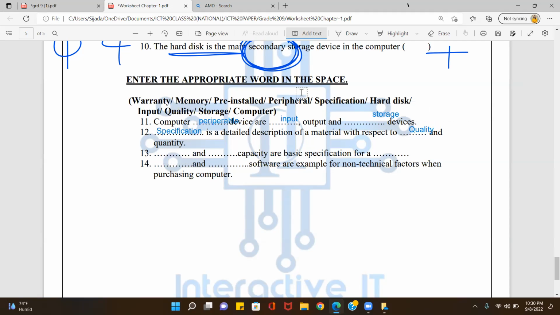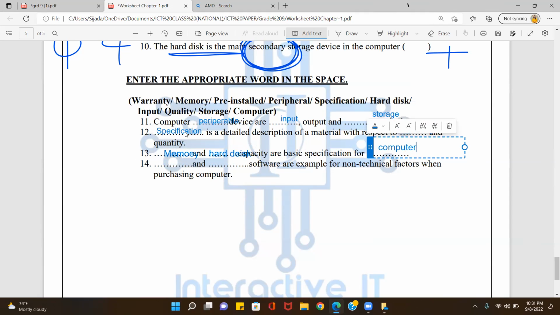Blank and blank capacity are basic specifications. What capacity? Memory capacity and hard disk capacity. Memory and hard disk capacity are basic specifications for a computer.